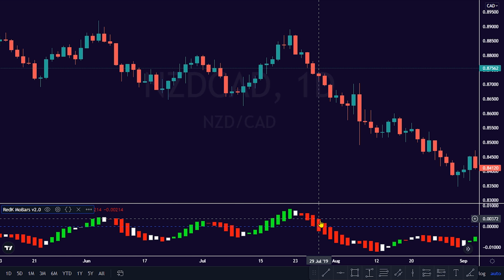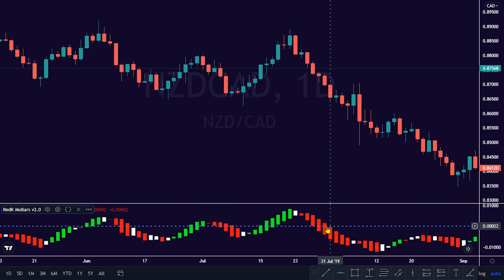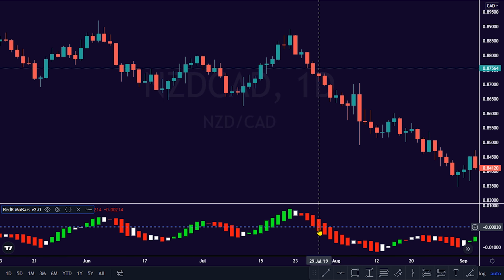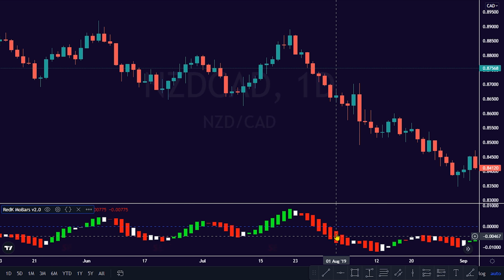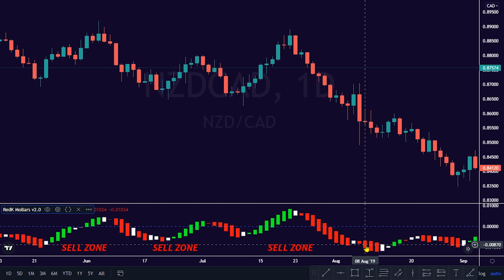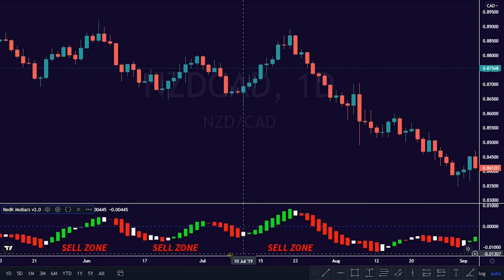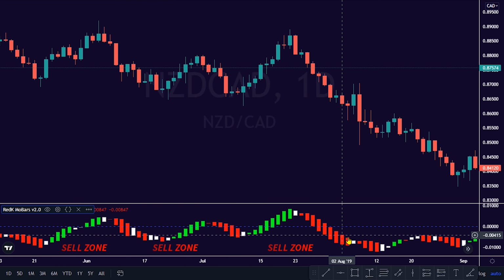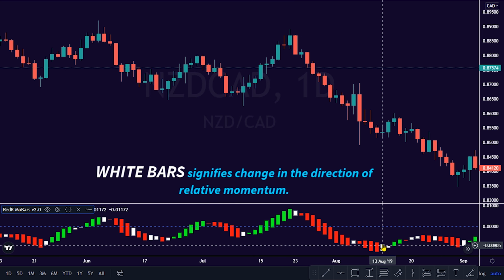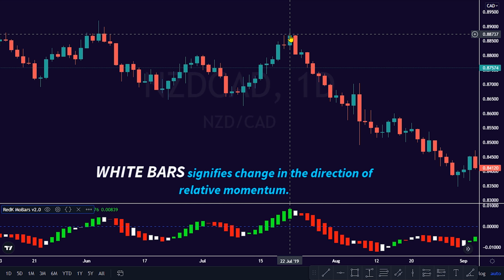And whenever the RedK Mo Bars is below the 0 line, we should favor short positions. This occurs when the main MA is below the signal MA, thereby making the bar turn red. The lower section here below the 0 line signifies bearish territory. Also, the white bar usually shows up when there's a detected change in the direction of relative momentum.